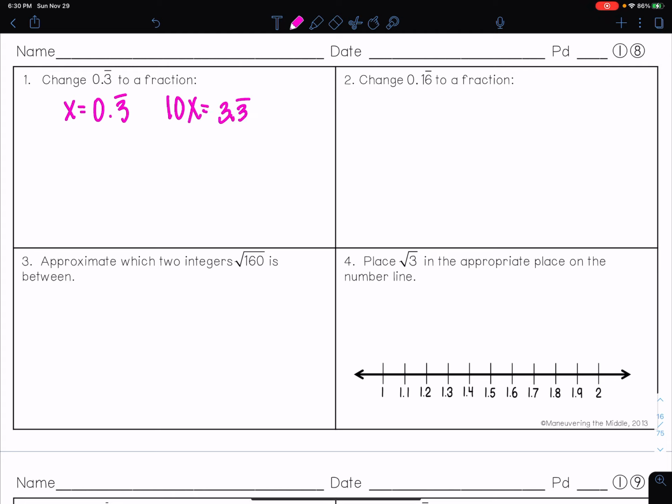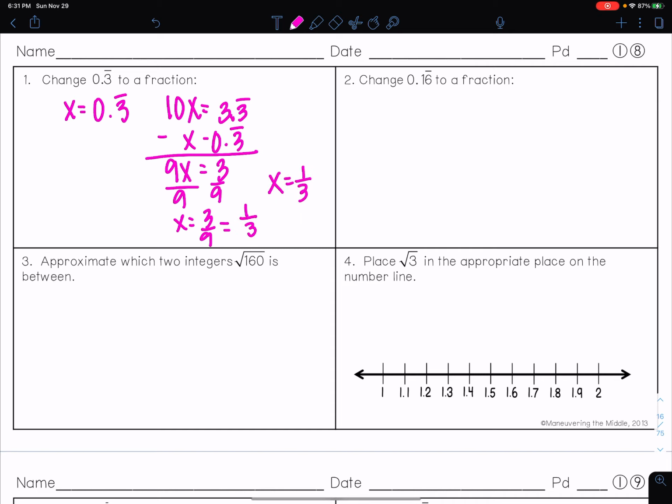Then I'll subtract my original x value from both sides. 10x minus x is 9x, and 3.3 repeating minus 0.3 repeating is just 3. Finally, I'll divide both sides by 9. x is equal to 3/9, which is not simplified, so I'll simplify it down to 1/3. x is equal to 1/3.